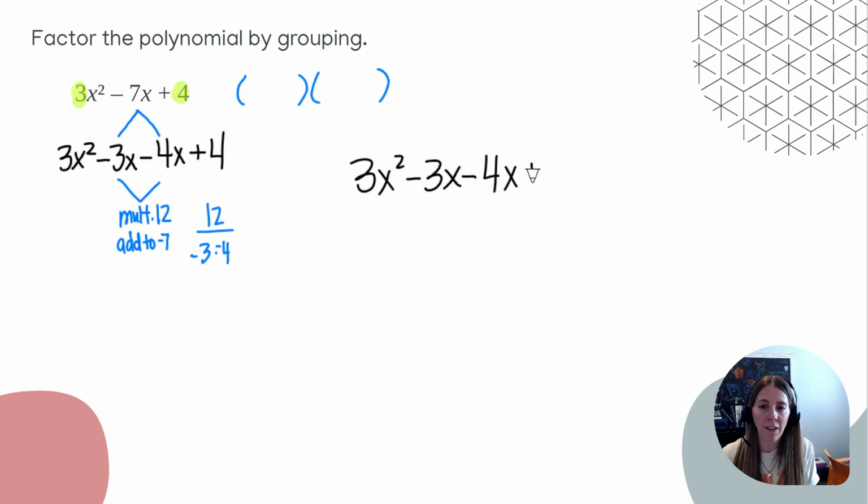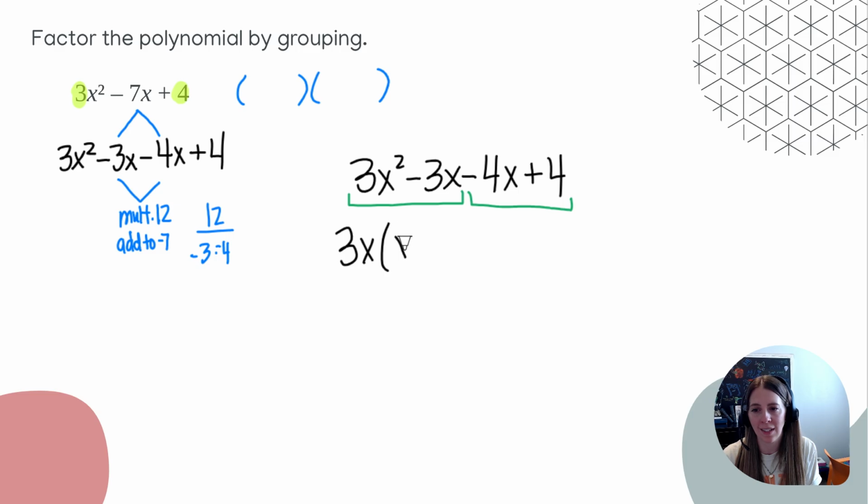And now we are going to factor this by grouping. So that means we're going to look at these two terms as a group and factor those. And then we're going to look at these two terms as a group and factor those. So looking at our first two terms, the greatest common factor for 3x squared and a -3x would be 3x, I think. Right? So 3x squared divided by 3x is just x. And a -3x divided by 3x is -1. Okay, so I factored my first group.